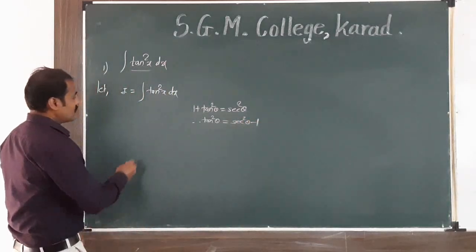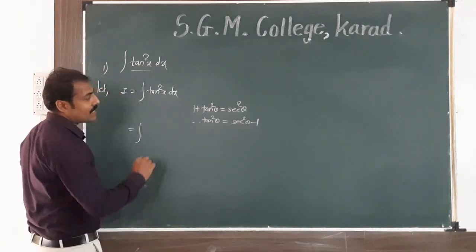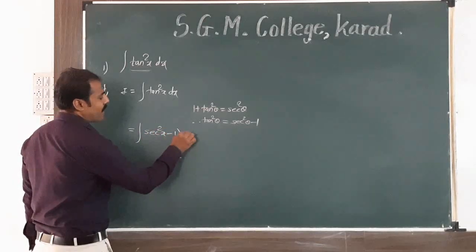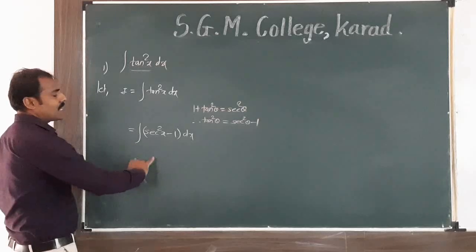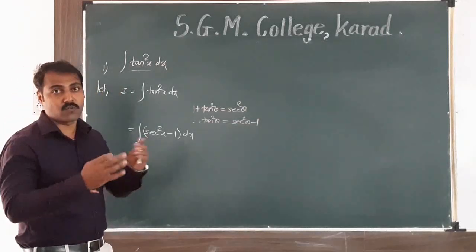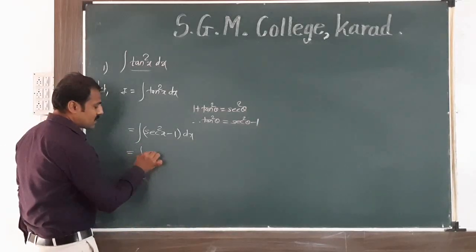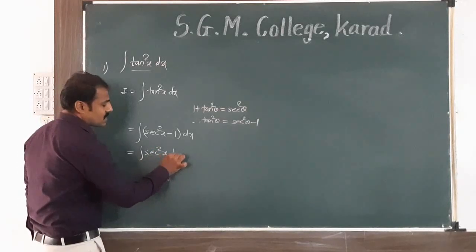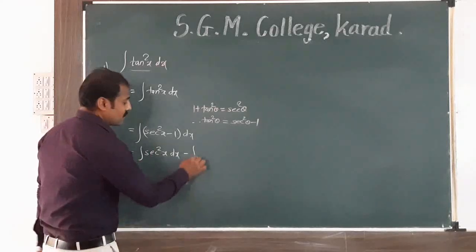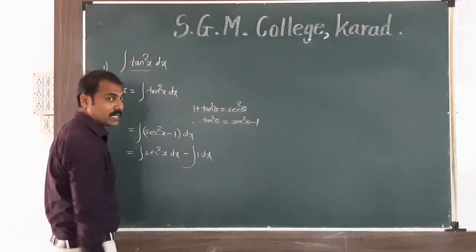So the integration becomes I is equal to, replace tan square x by sec square x minus 1, so integration of sec square x minus 1 dx. Inside the integration there is subtraction. If inside the integration there is subtraction, we separate the integration sign with the dx term. So integration of first term sec square x with respect to x, and integration of second term 1 with respect to x. So integration of sec square x dx minus integration of 1 dx.